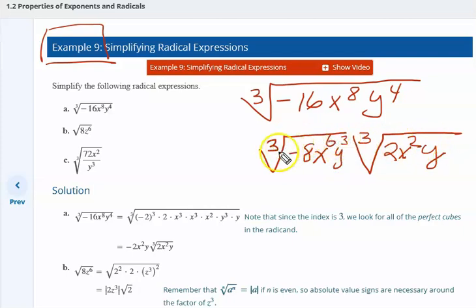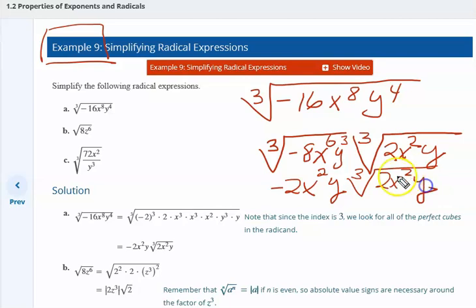So now these are all perfect cubes, which will become then a negative 2. And you could divide this 3 into the 6 and get 2, and here it's just plain 1. And then the third root of 2x squared y. And I believe that is the answer.